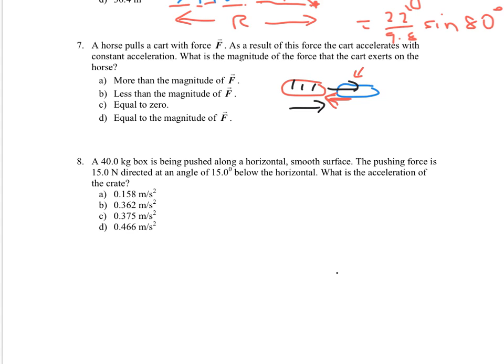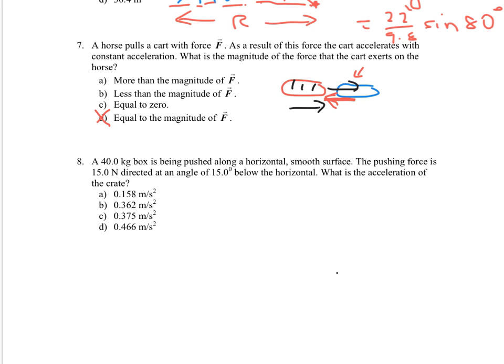And by Newton's third law, the magnitudes of these two forces, the action-reaction pair, are the same. So the answer is equal to the magnitude of F. Now, the horse actually feels the effects of the cart, feels that it is pulling the cart due to the force that the cart exerts on the horse, and that will be pulling the horse in this direction.